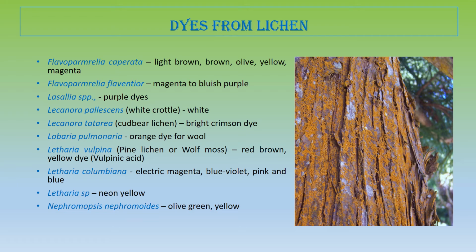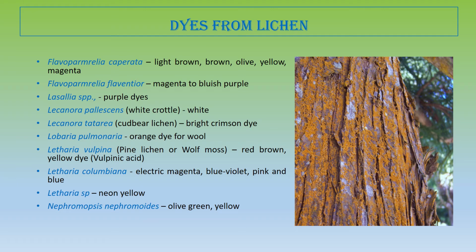Next is Flavoparmelia flaventior. This lichen, also a foliose lichen, gives a variety of colors like magenta to purple. Then is the Lasallia. Lasallia produces purple dye. It belongs to the family Umbilicariaceae, which is also a major family as far as dyes are concerned in lichens. Lasallia is a foliose lichen mostly found growing on rocks in the temperate regions of Europe and South America.